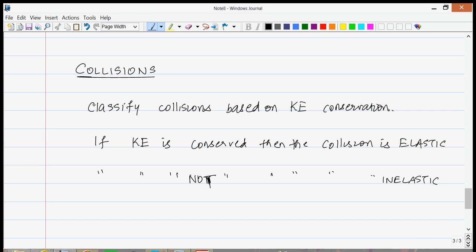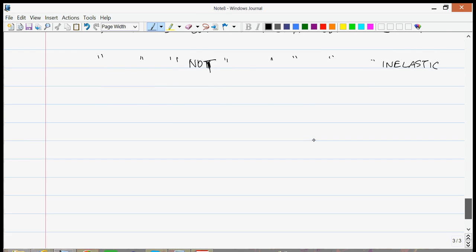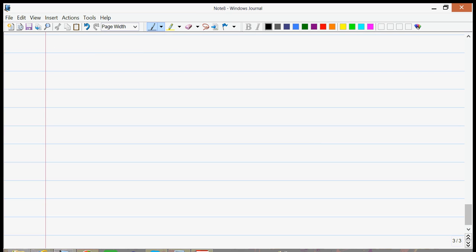So two kinds of collisions, elastic collision and inelastic collision. When the kinetic energy is conserved, it's elastic. When it is not conserved, we have inelastic collision. And once again, we classify everything based on the kinetic energy conservation. Make sure that you take the notes down for this one.